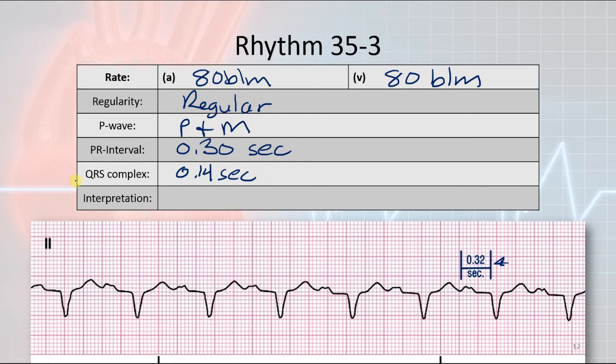Interpretation, there's a couple problems. First of all, the QRS is wide, but I'm more worried about this PR interval being wide here. So we have a sinus rhythm with a first degree heart block.